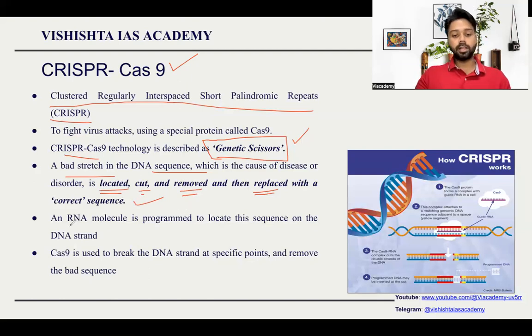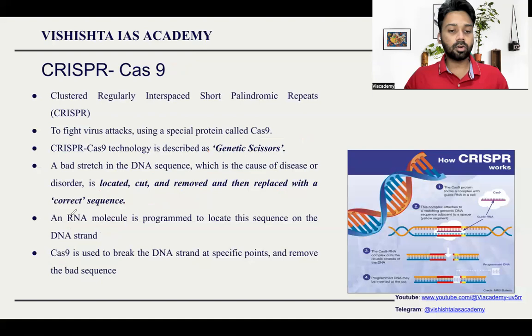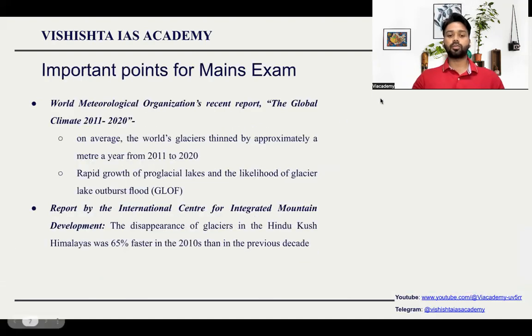In this technology, to identify the place in which the DNA is faulty, an RNA molecule is used. RNA molecule is used to locate the defect. Cas9 is a type of protein which is used to break the DNA strand completely at specific points and remove the bad sequence. So these are all the important facts you should be knowing from the examination point of view.